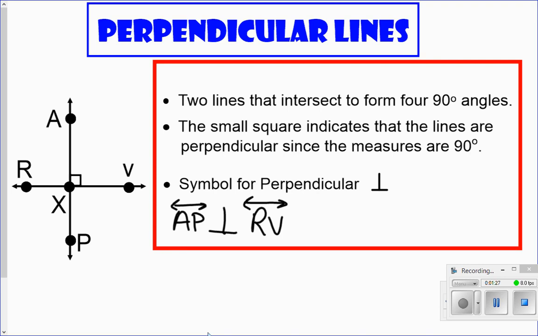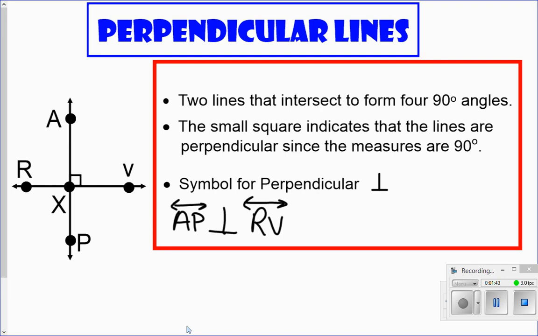So whenever you see the 90-degree marking, not only do we know that the angles measure 90 degrees, but we also then know that the lines that intersect to form those 90-degree angles are perpendicular. And that's how we would write that the two lines are perpendicular.